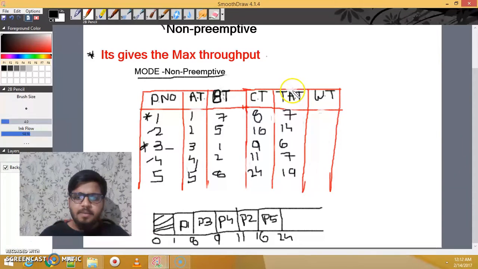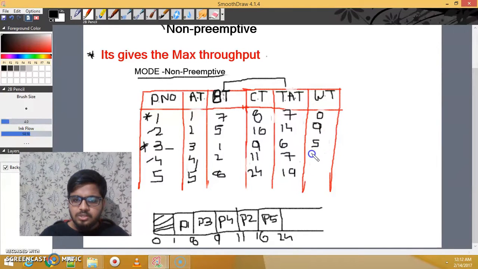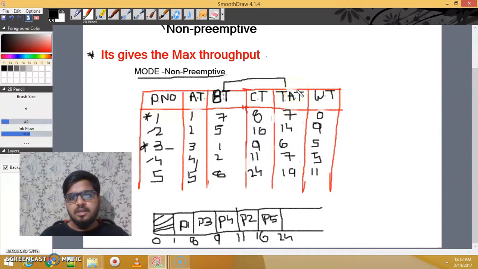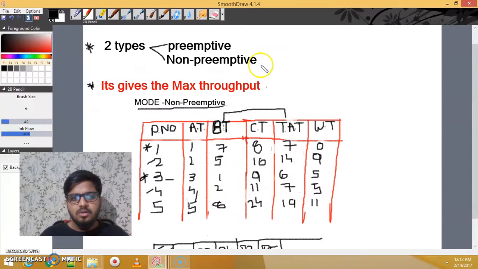So waiting time is turnaround time minus burst time. Remember this. For turnaround time 7, minus burst time 7, it is 0. 14 minus 5 is 9. 6 minus 1 is 5. 7 minus 2 is 5. 19 minus 9 is 10. So this is the way you have to calculate for shortest job first.